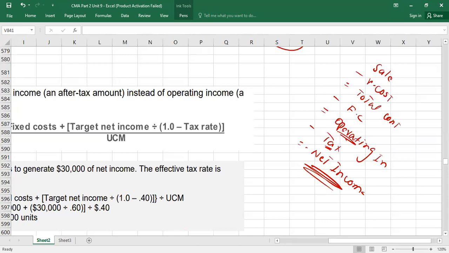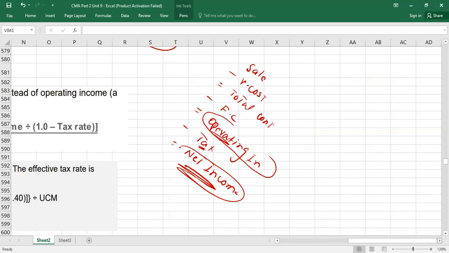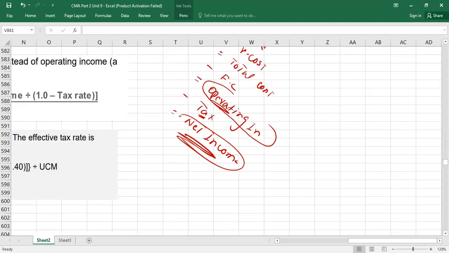So now in the previous example, our focus was on operating income. Now our focus is on net income. Let me quickly tell you, because there is nothing special in this formula. It is all about logic. For example, I'm just assuming our operating income is $10,000 and our tax is 30%. So we'll take 10,000 times 30%, it is going to give you 3,000. So it means your net income is going to be 7,000.